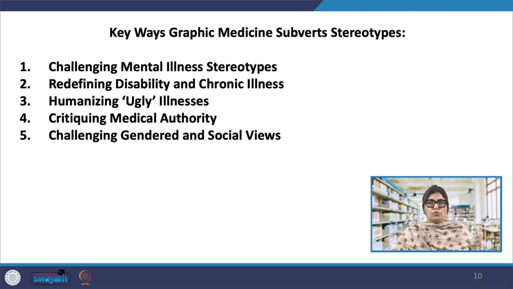Challenging gendered and social views. By using the infinite canvas of digital and print media, creators use visual metaphors to challenge social biases, such as those surrounding feminized pain, or to provide a counter discourse to medical, media-driven, and popular narratives. Graphic medicine turns the spotlight on the patient's perspective, using the unique combination of words and images to foster empathy and understanding, which can improve clinical education and patient care.